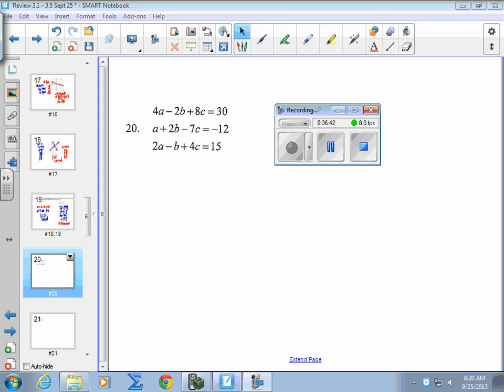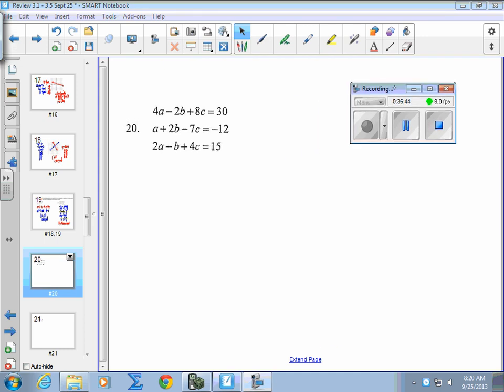Problem number 20, are you allowed to use a calculator on number 20? No? Right. So on number 20, we're going to need to do the same thing that we did before. We need to eliminate the x or y. I mean, the b or c. So I'm going to take the first two equations and eliminate b, so I get 5c plus 6 is equal to 18.